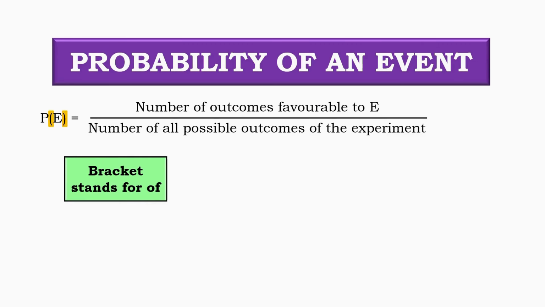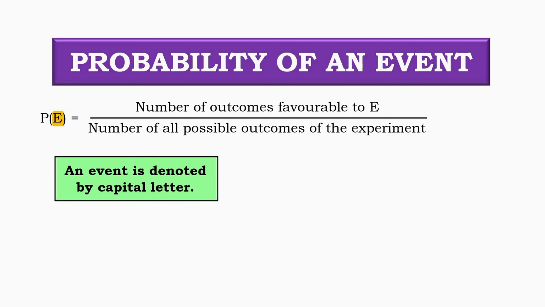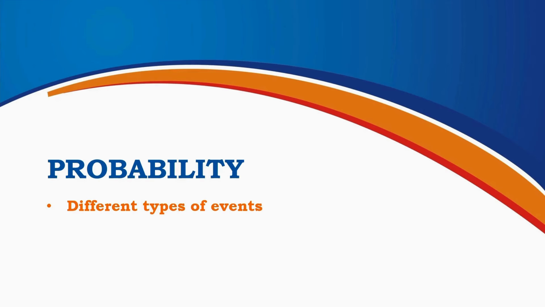So here P stands for probability, the bracket stands for "of", and E is the event. An event is denoted by a capital letter. This is the formula for the probability of finding an event. Now we will take a look at different types of events.